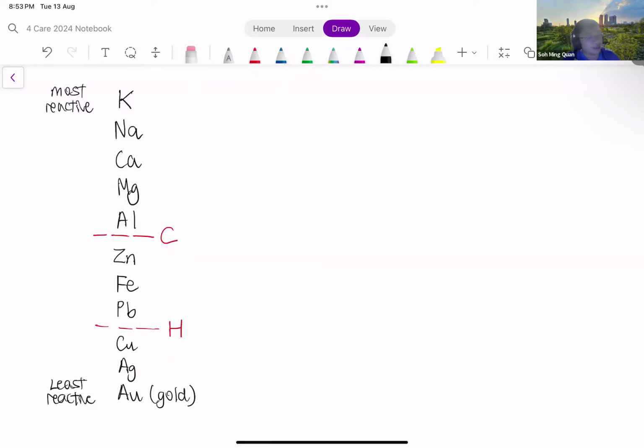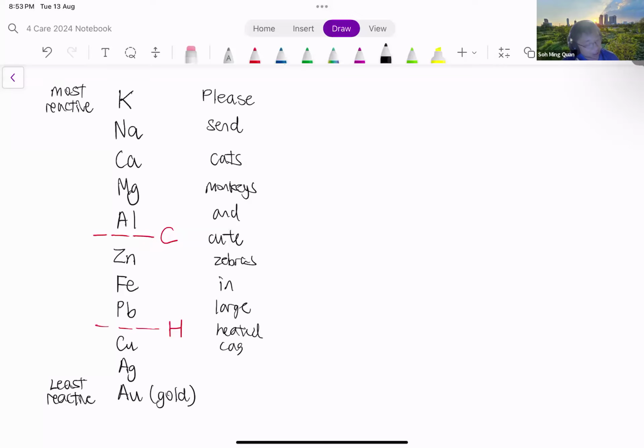Now you can remember it as fleas, sand, cats, monkeys, and cute zebras in large heated cages soon. Sadly, gold didn't make it into the acronym. But this is a good mnemonic to remember. Potassium, sodium, calcium, magnesium, aluminium, carbon, zinc, iron, lead, hydrogen, copper, silver. Please send cats, monkeys, and cute zebras in large heated cages soon.